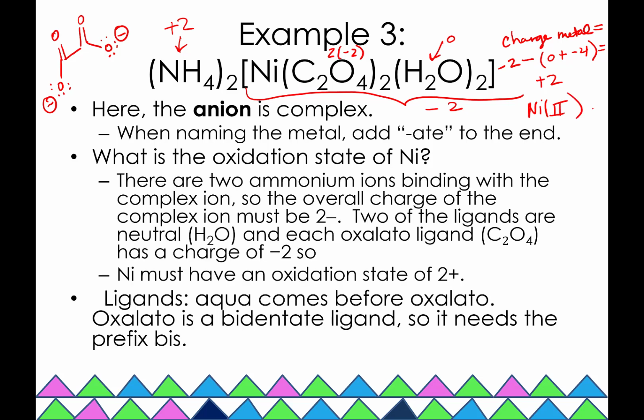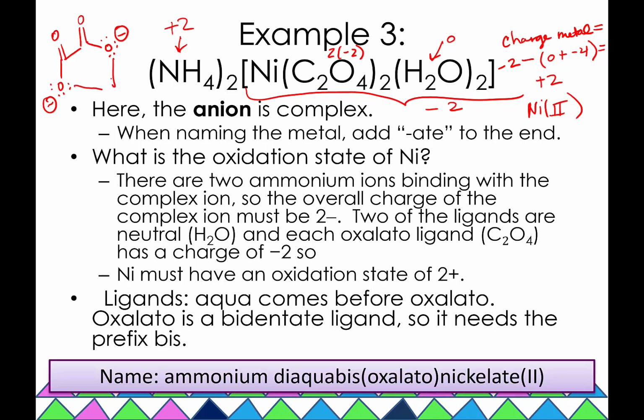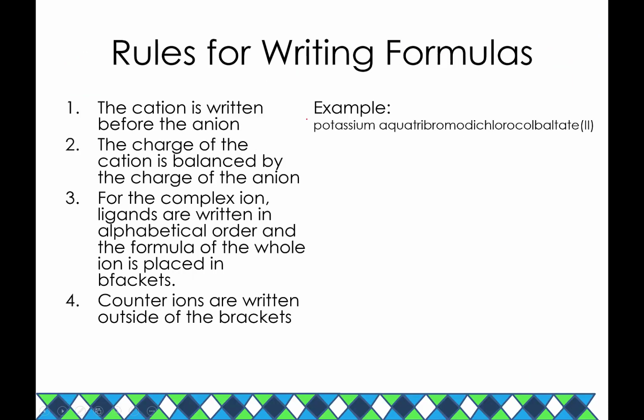So when we're naming this, aqua comes before oxalato. Oxalato is a bidentate ligand, so we'll put that bis prefix. So this is ammonium, and then a space between our cation and our anion. Diaquabis(oxalato)nickelate. So we add that -ate because the complex ion is an anion. Nickelate 2.